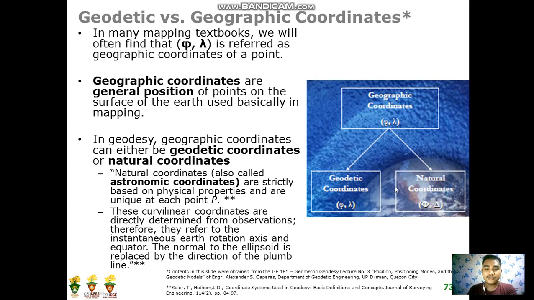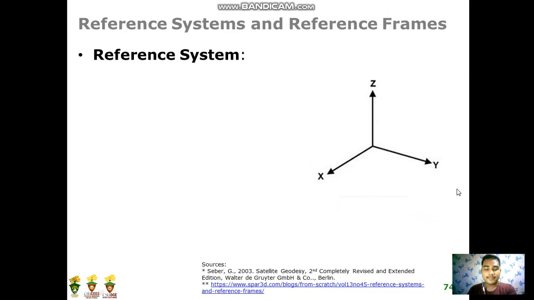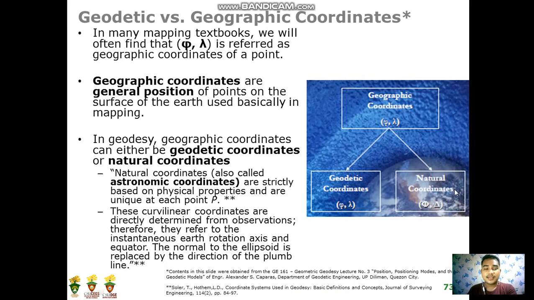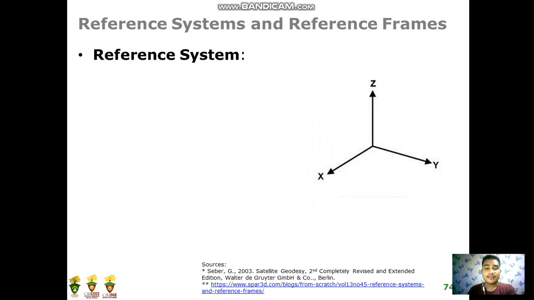So, natural coordinates is from... what do they call this one? Astronomic observation, directly from astronomic observation. While geodetic coordinates, we discussed earlier, is latitude and longitude. So let's go now to the reference system and reference frame.